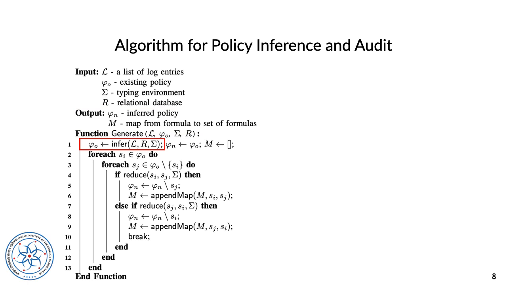So generate starts by inferring a formula for every log entry in L using infer. This function generates a formula for every log entry by combining atomic predicates from this set of relations. For example, who the owner is, what the relationship of the user and the owner of the data is, and so on.